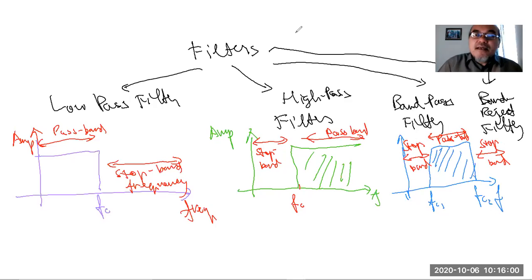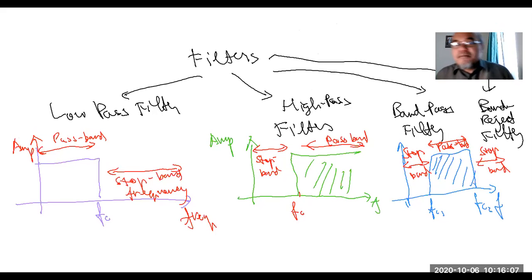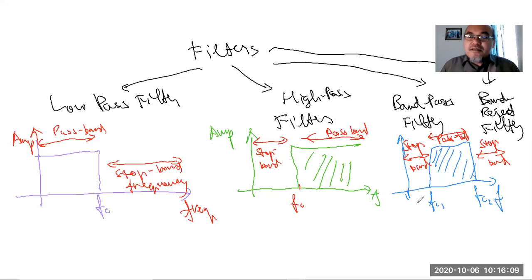Then finally, the band reject filter is the opposite of the band pass filter. Or we call it a band notch filter, yeah? Band notch filter.